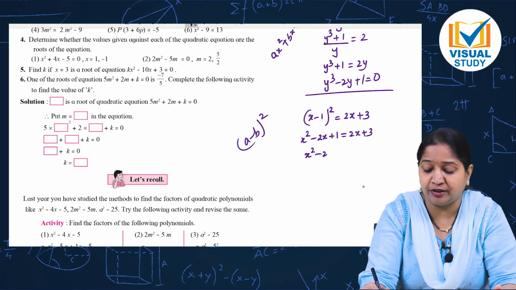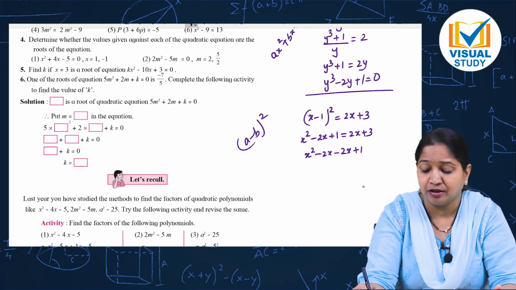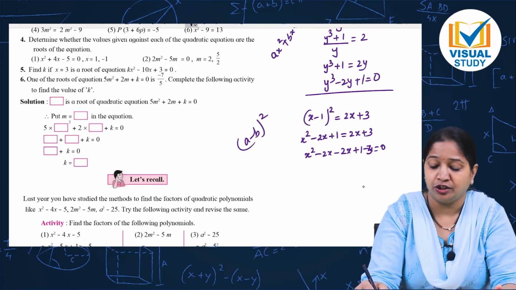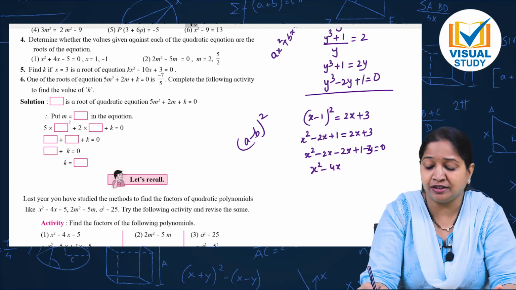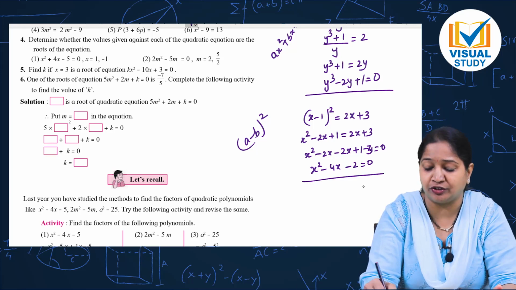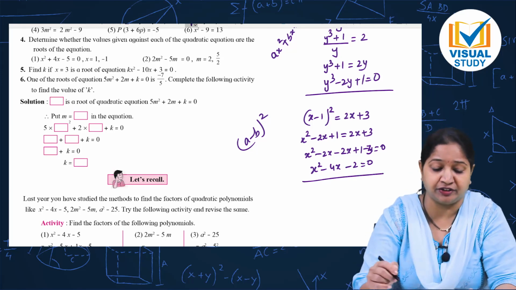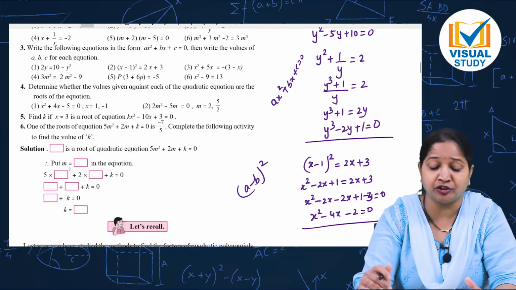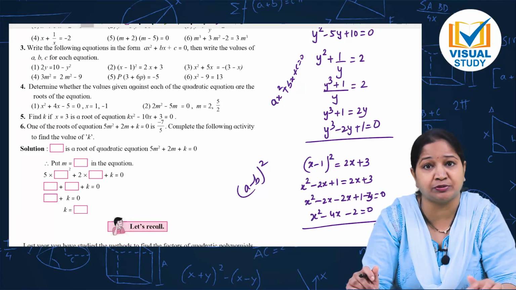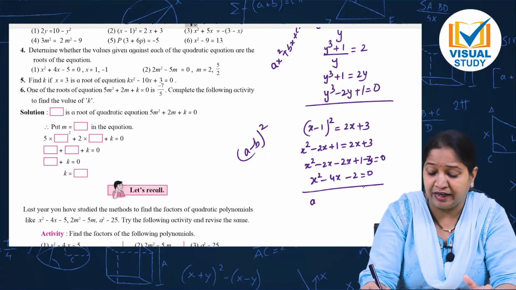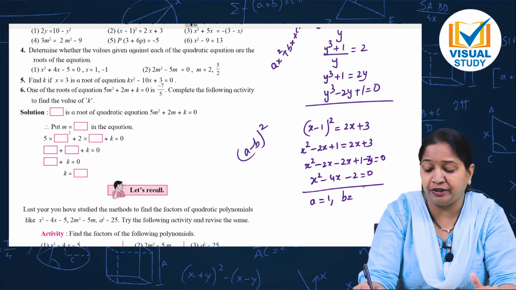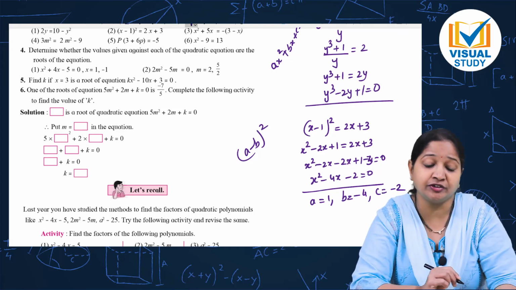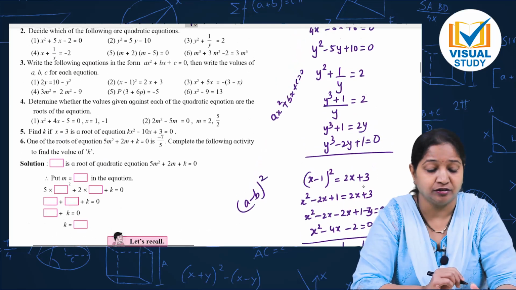Now x square minus 2x plus 1, bring this 2x here, minus 3 equal to 0. You get x square minus 4x minus 2 equal to 0. Yes, it is a quadratic equation, and you have converted it into the standard form, that is ax square plus bx plus c, where your a is 1, b is minus 4, and c is minus 2. In this way, you have to do the question number second.